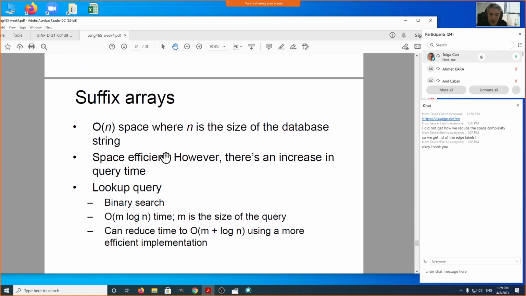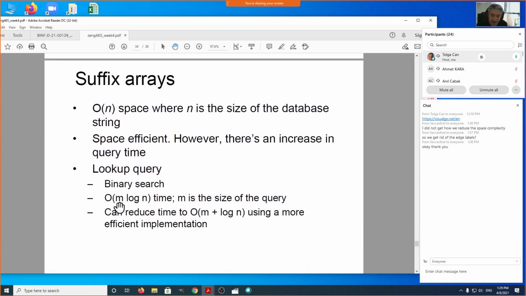They are space efficient. The constant factor is small, but there's an increase in query time because it will take, as I said, m log n time, m times log n time, where n is the size of your database, your original string that you're searching in. So there's this logarithmic factor, but this log function is a very slowly increasing function. The logarithm very slowly increases. Therefore, for very large values of n, you may still tolerate this log n time addition to your query.